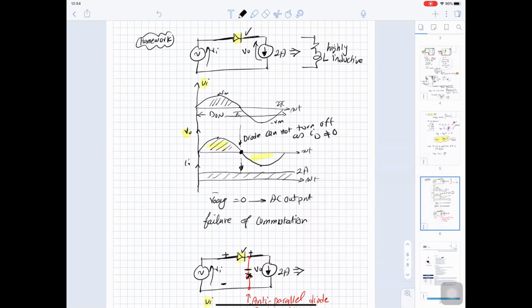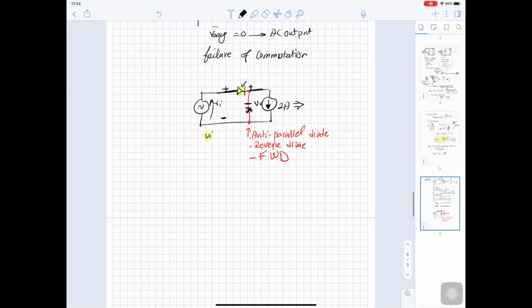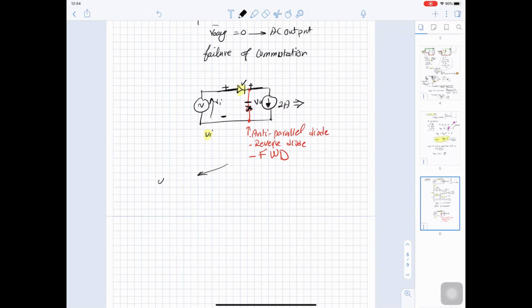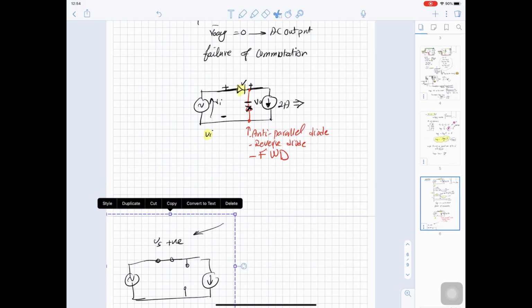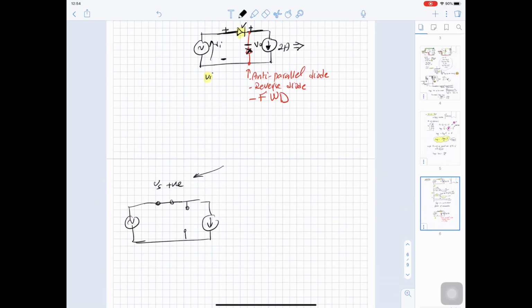So when V source is positive, the first diode will be on and the freewheeling diode will be off, and here is your source. So in this case, V out equals V source, and the current is going through the diode.